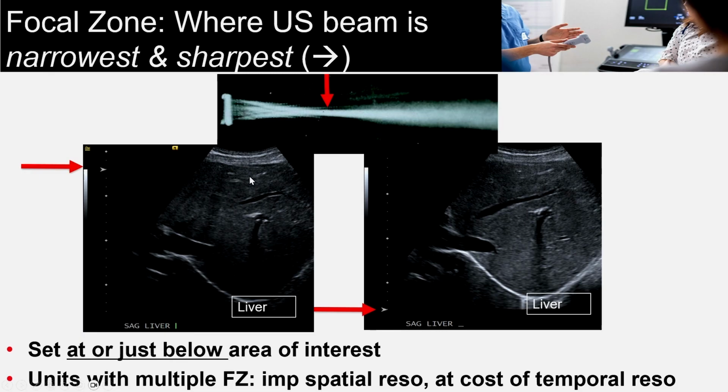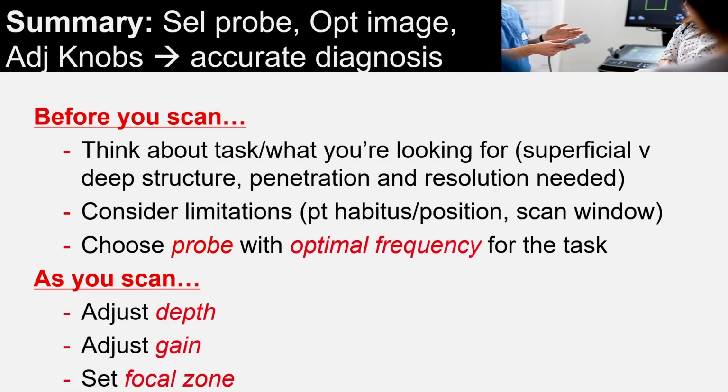On the other hand, if you're looking at a pathology that's deeper down, let's say in this part of the liver, you wouldn't put the focal zone way down here. So this part of the liver is very nicely demonstrated, and you can see the echotexture really nicely there. So again, adjust that focal zone. In conclusion, for this first part, we looked at probe selection, we looked at image optimization, we talked about knobology, and all these 3 things will help us make that accurate diagnosis.